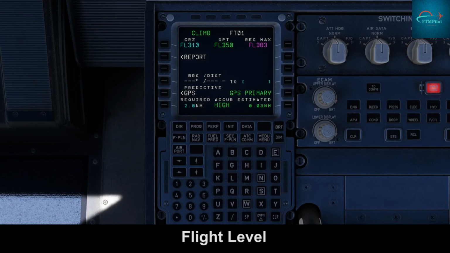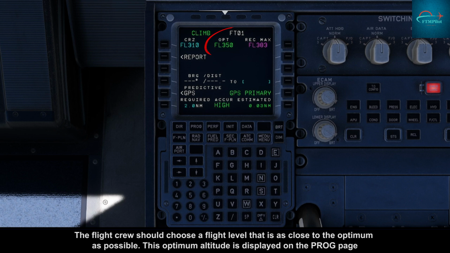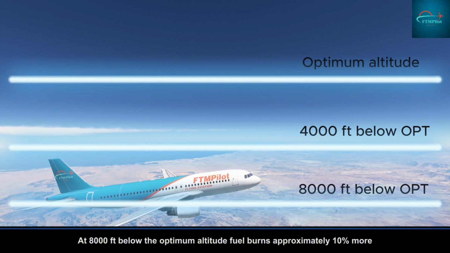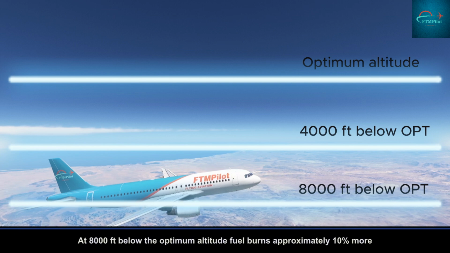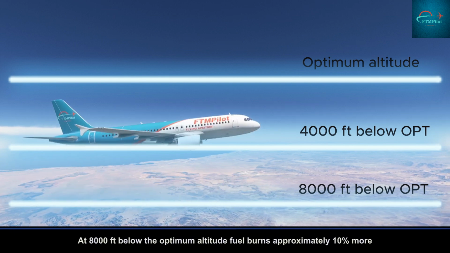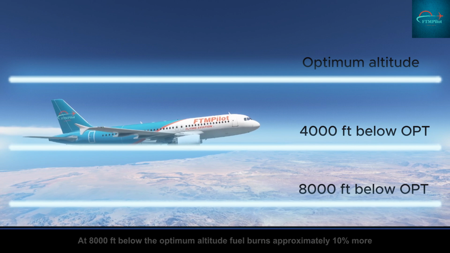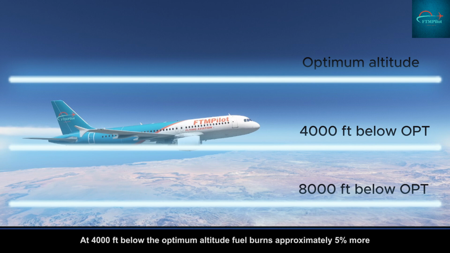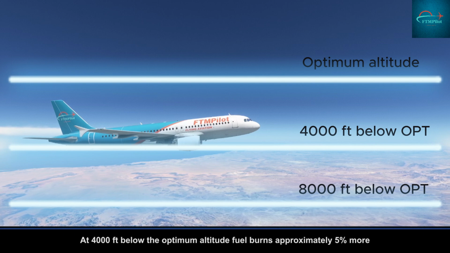Flight level. The flight crew should choose a flight level that is as close to the optimum as possible. This optimum altitude is displayed on the progress page. At 8,000 feet below optimum altitude, fuel burns approximately 10% more. At 4,000 feet below optimum altitude, fuel burns approximately 5% more.